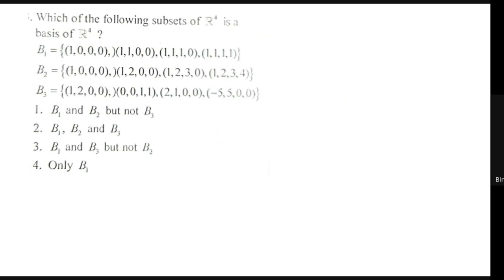So the next question is, which of the following subsets of R4 is a basis of R4? For a basis, the vectors should be LI, and it will be the generating set. You know the definition of the basis. Now you have to check whether these sets are bases or not. The dimension of R4 equals 4, and the sets B1, B2, B3 contain 4 elements. So we just have to check the LI conditions.